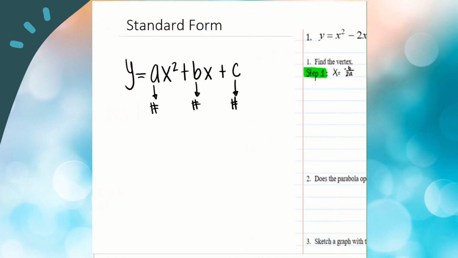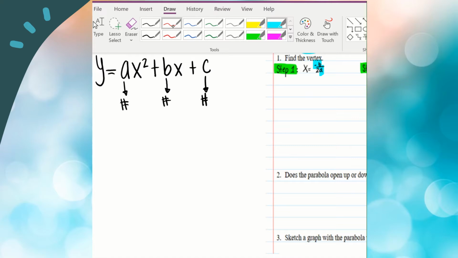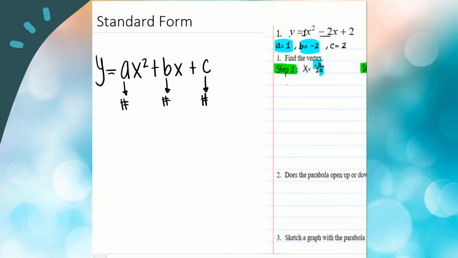Let's go ahead and identify what A, B, and C are in your equation because eventually we're going to be using those values. So A is 1 because there's no number in front of the x squared. B will be the number in front of the x, which is -2, and C will be our last term, which is 2. So the first step we'll do is find the vertex. Now, I've broken down the process of finding the vertex into 2 steps. So the first one, we're just going to focus on finding the x-coordinate, which is using that formula there.